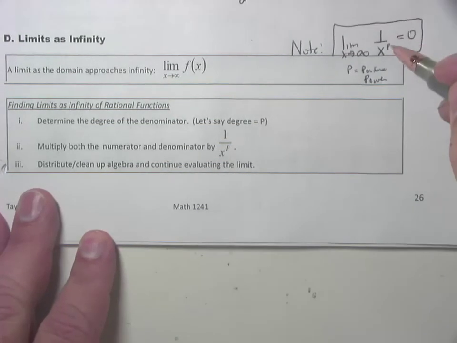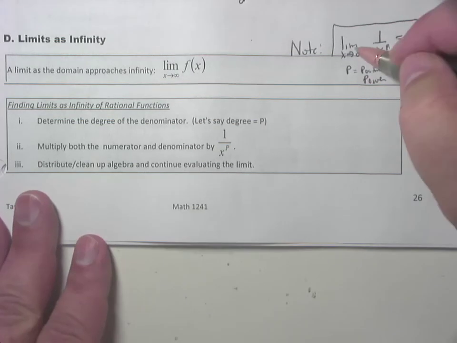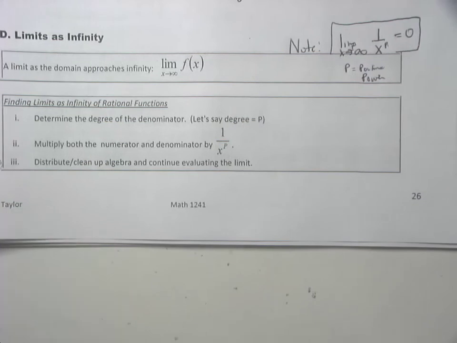It has to be a positive power here, but when you take the limit as x approaches either plus or minus infinity, 1 over a negative 1,000,000 is negative 1,000,000th. That's still 0. Okay? So it's either plus or minus infinity. Take the limit as x approaches plus or minus infinity of 1 over x to the p, you're going to get 0. That's a known fact.